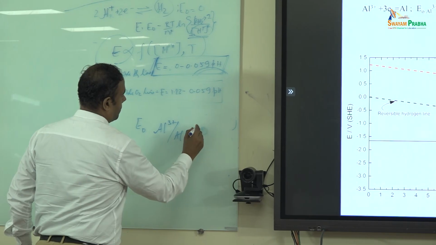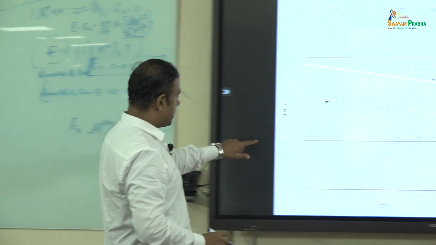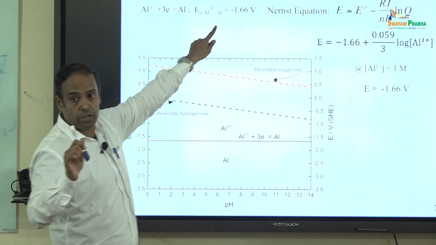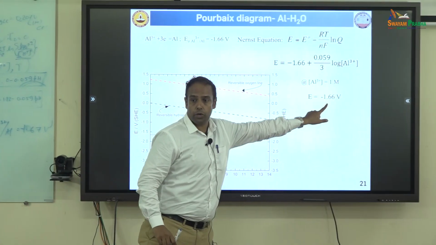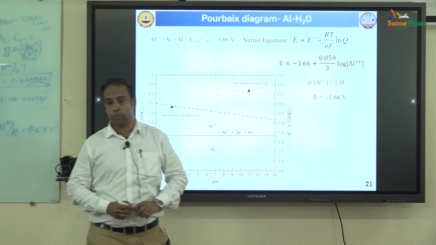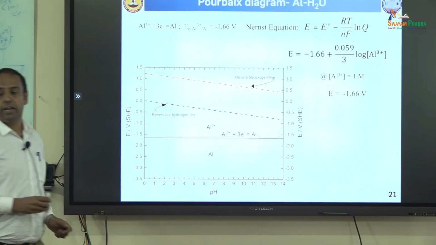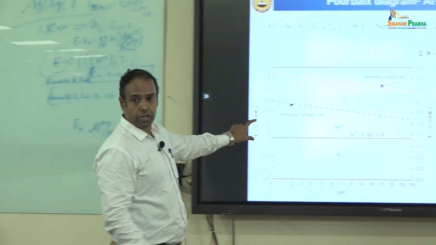What is the value? Minus 1.67. So, this line is based on the E naught value. I am assuming the concentration of the solution is 1 molar. So, E will be equal to E naught, that is equal to minus 1.67. So, this line now is horizontal. What does it mean? It is independent of pH and dependent only on the potential value.